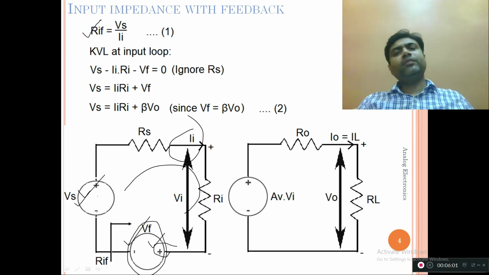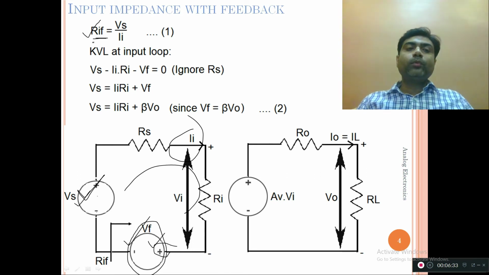Input impedance must be defined as the input voltage upon input current. So what is the input voltage? Input voltage means the overall source voltage of the amplifier. This has to be remembered. So Vs, because we are talking about RIF, we are not talking about RI. If we talk about RI, then the input impedance should be defined as Vi upon II, because we then define it in terms of the transistor's input only.